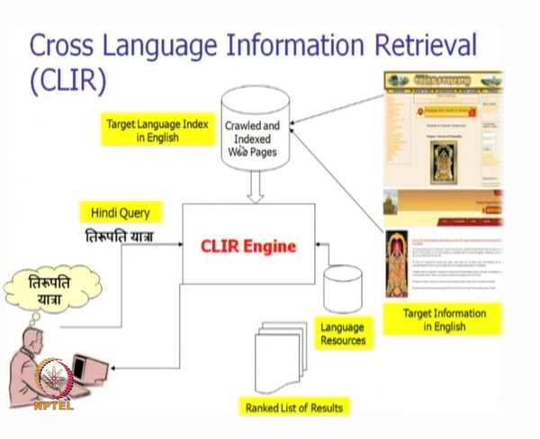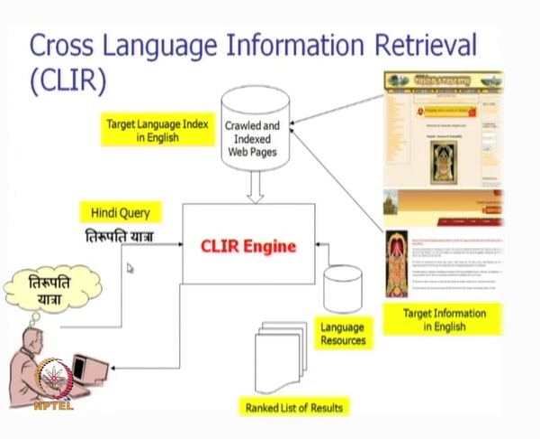The web has been crawled, which I showed some time back. Crawl means its contents are brought over into the personal computer. So, the web is crawled and the indexed web pages are also there. So, relevant web pages have been indexed with the keyword. So, target language index is in Hindi. So, given the Tirupati Yatra, it first finds out whether the information is contained in any document in Hindi or not. So, that leads to what is called monolingual retrieval, monolingual IR. The query is in Hindi and the document that is retrieved is also in Hindi.